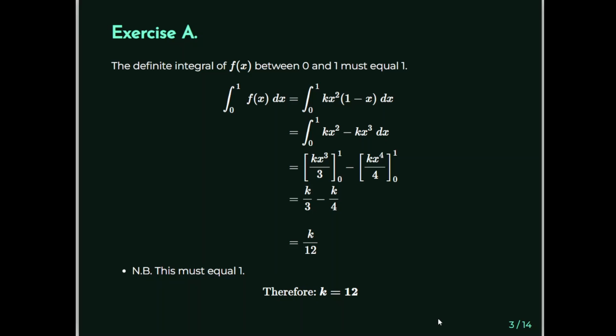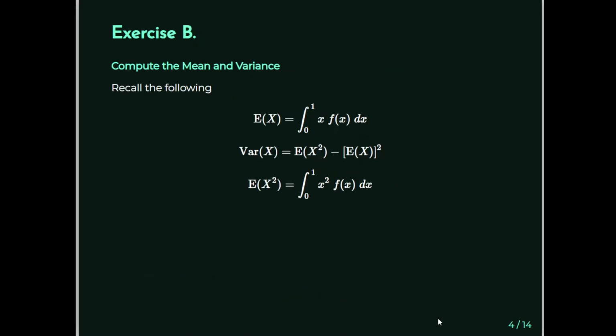Now the thing about k over 12 is that the value must equal 1. So for this to equal 1, k must equal 12. Okay, so that's the answer to the first one done. k is equal to 12. To sum up, essentially it's a definite integral that must equal 1. That's how you do exercise A.